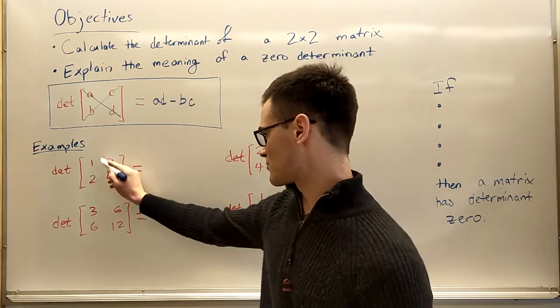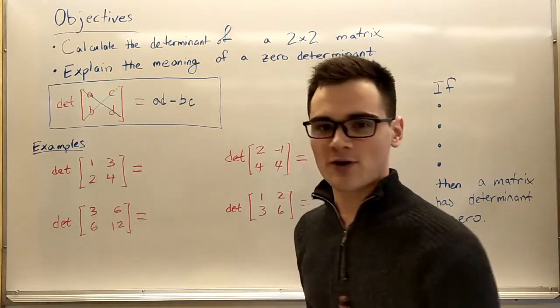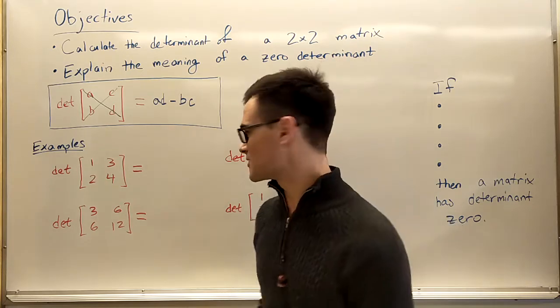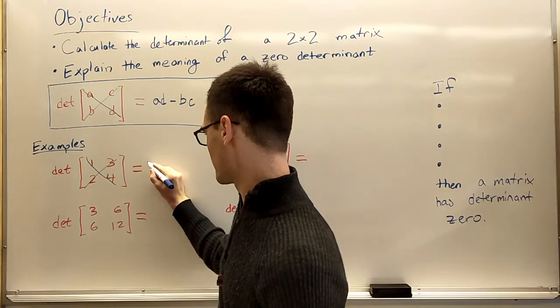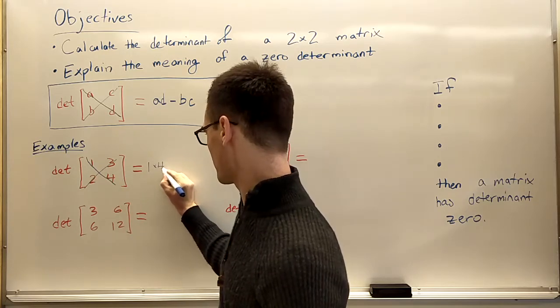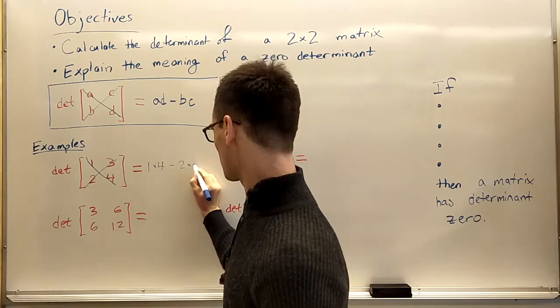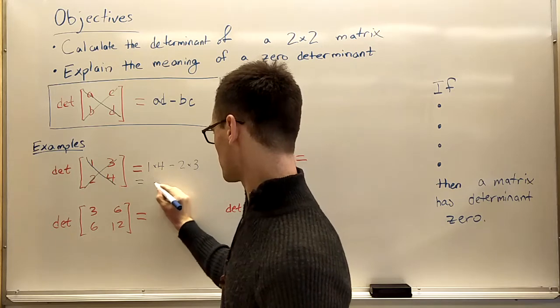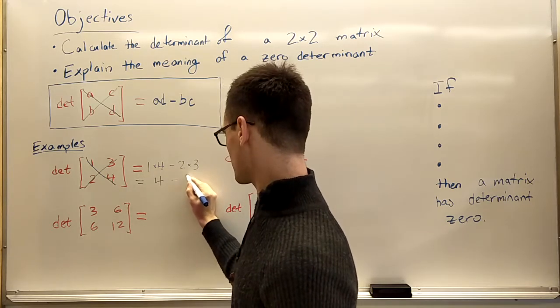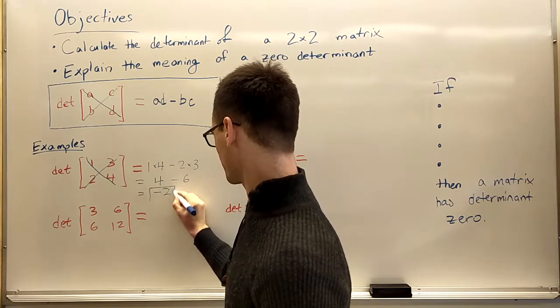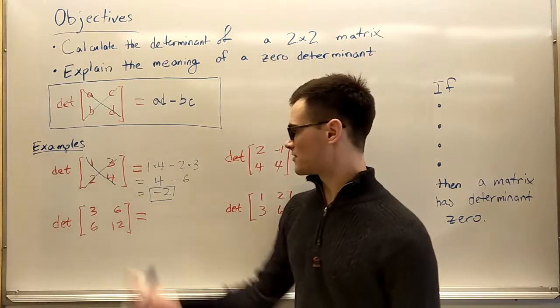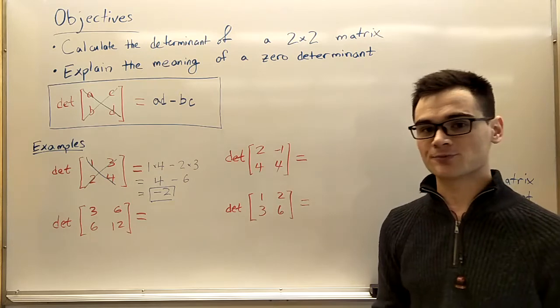Here we have the matrix 1, 2, 3, 4. If I want to calculate its determinant, I just need to do 1 times 4 minus 2 times 3. That's 1 times 4 minus 2 times 3, which is equal to 4 minus 6, which is negative 2. So the determinant of this matrix is negative 2.